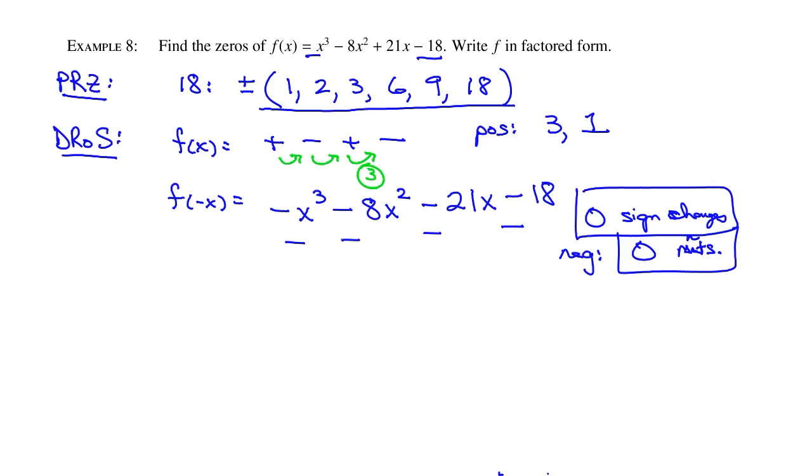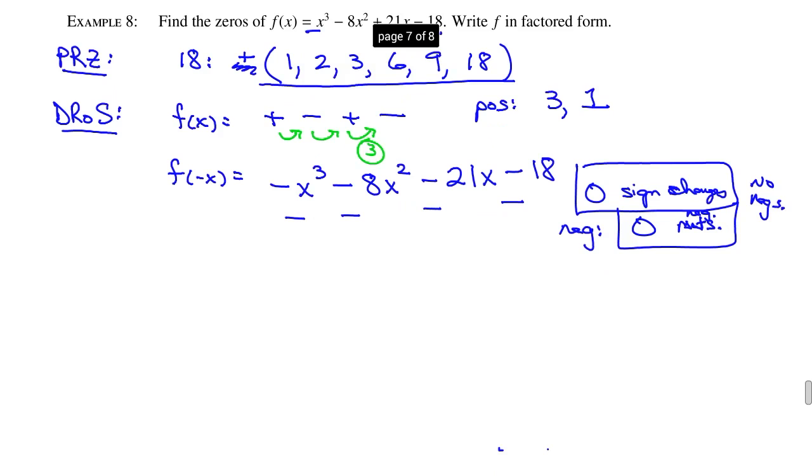These are negatives. And because of that, we no longer need the negative on the PRZ. In other words, now that we're going to start testing by synthetic division, we don't need to test the negatives because we know there are none. There are no negatives that are going to work here. That's the power of Descartes' rule of signs. It allows you to eliminate some choices without even checking them.